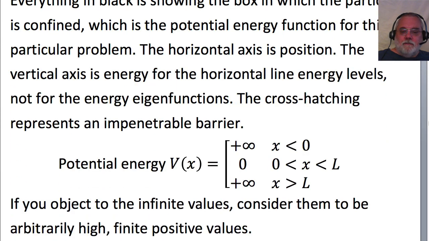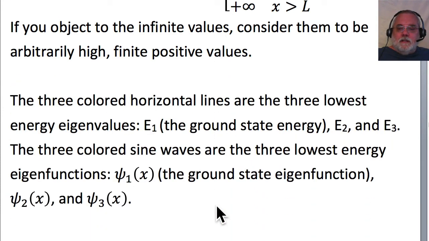We can write the potential energy function, V of x. It is 0 between the walls and plus infinity beyond the walls. Now, if you object to infinite values, saying you can't have anything in physics that's infinite, then consider them to be arbitrarily high, finite, positive values. The three colored horizontal lines are the lowest 3 energy levels, E sub 1, the ground state energy, E sub 2, and E sub 3. The 3 colored sine waves are the 3 lowest energy eigenfunctions: psi sub 1 of x, the ground state energy eigenfunction, psi sub 2, and psi sub 3.